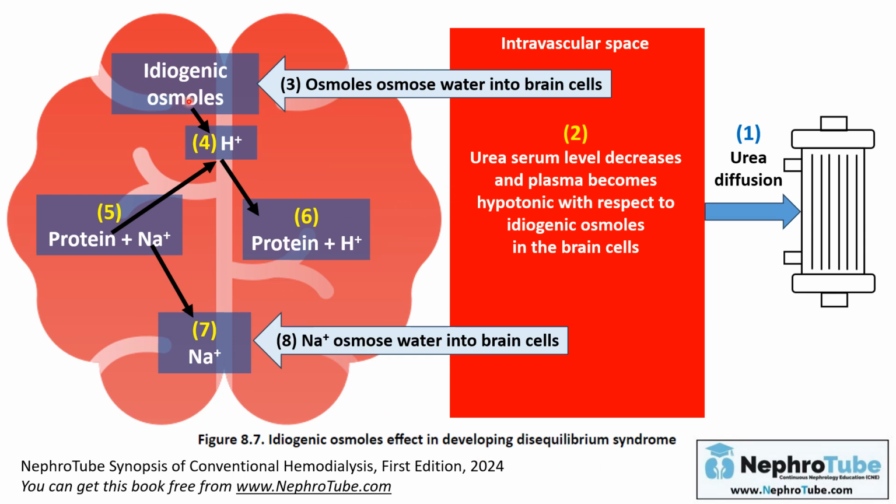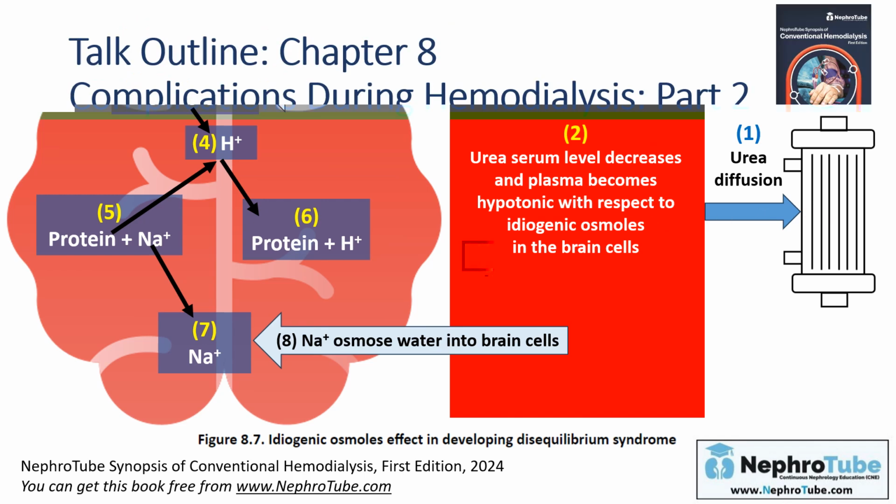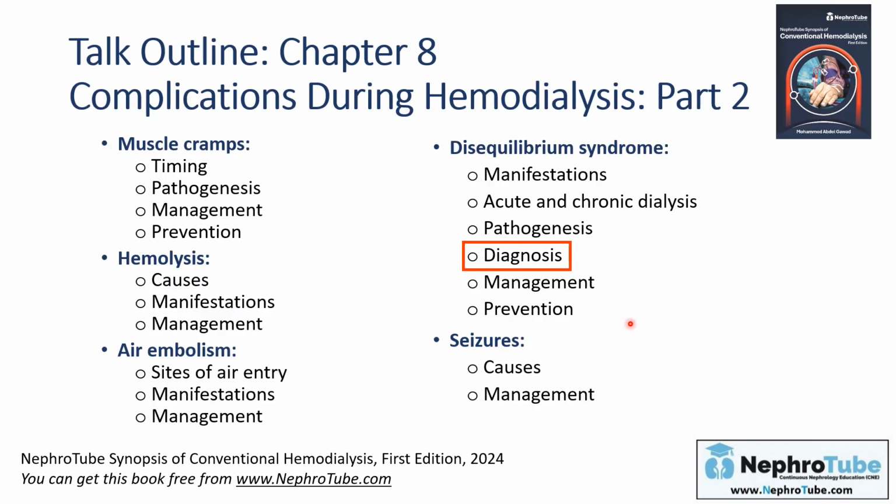theory of the iatrogenic osmoles, and it was the same in the first theory we mentioned. Also, the second mechanism that we mentioned, the paradoxical CSF acidosis, was due to rapid diffusion of bicarbonate into the intravascular space. So, to avoid disequilibrium syndrome, we have to avoid rapid shift of urea, and we have to avoid rapid diffusion of bicarbonate. And this we will mention in the prevention later.